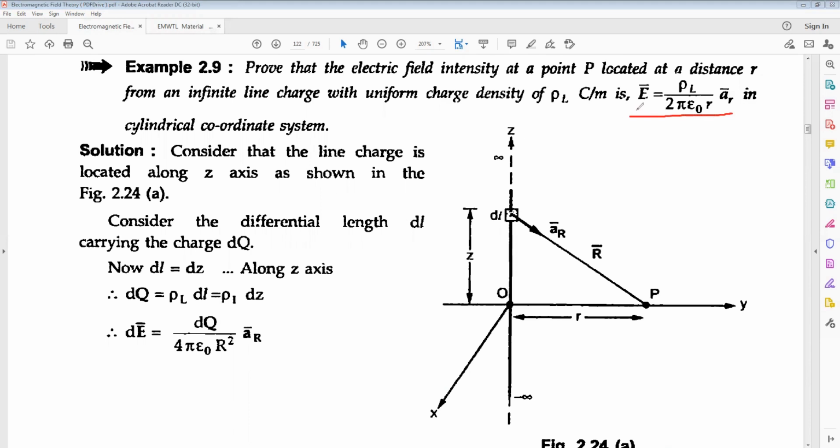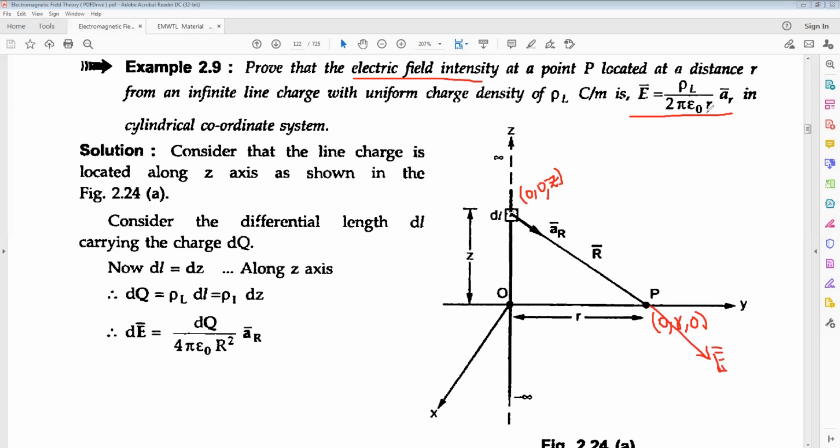Let us see here, they are asking to prove the electric field intensity at a point P located on the y-axis at a distance of R from the z-axis. So what is the point here? A point on the x-axis or y-axis means x is 0, y is the distance R, and z is 0. And here the point is 0, 0, z, because for a point on the z-axis there is no x and y. We need to find the electric field intensity at the point P.